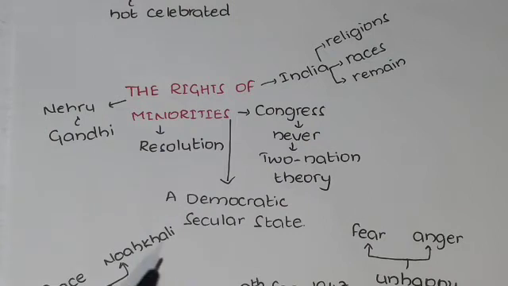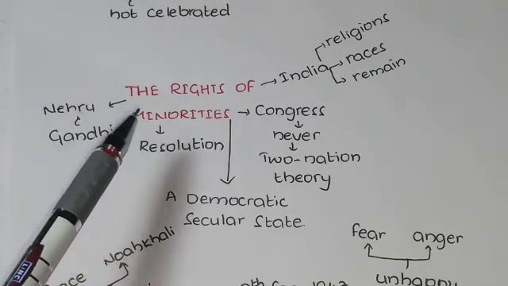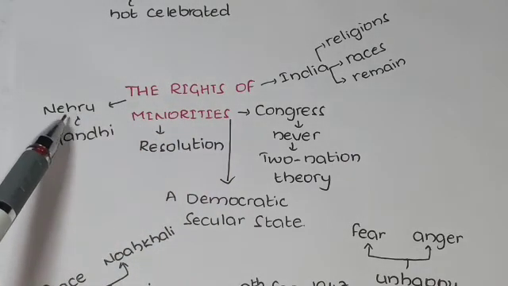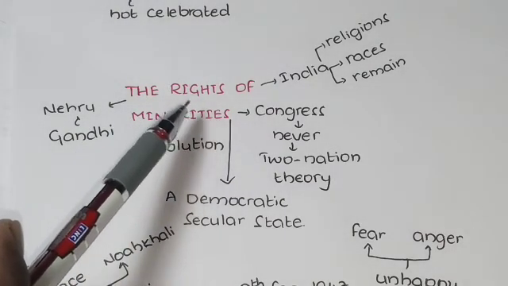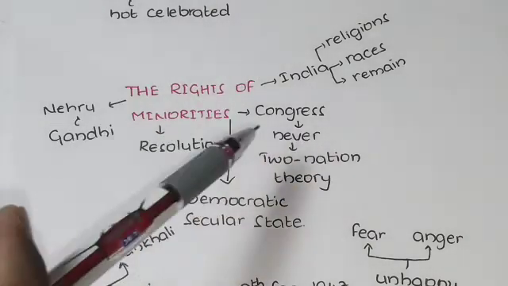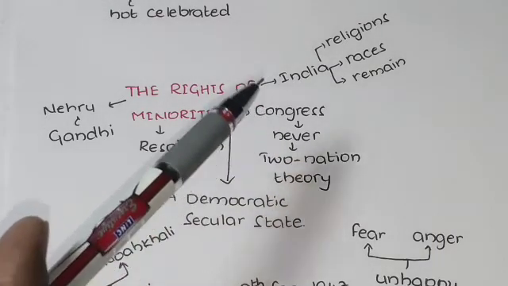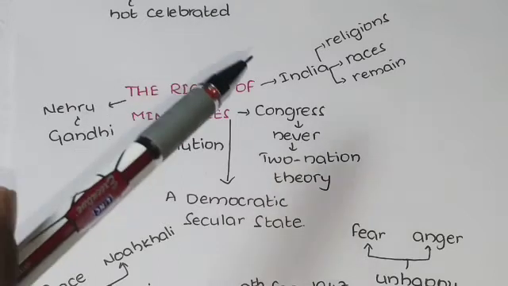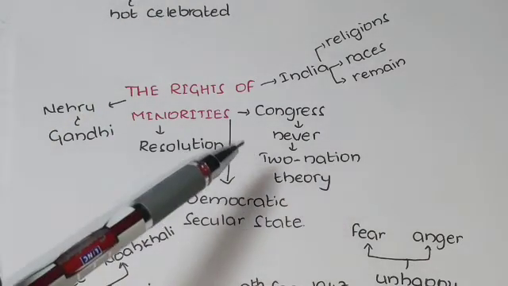Because of the initiative of Gandhi and Nehru, the Congress passed a resolution on the rights of minorities. It means the Congress party had never accepted the two-nation theory. The Congress party was not ready to divide India into two nations. They wanted India to remain a united India, and they did not like to divide India into two parts.